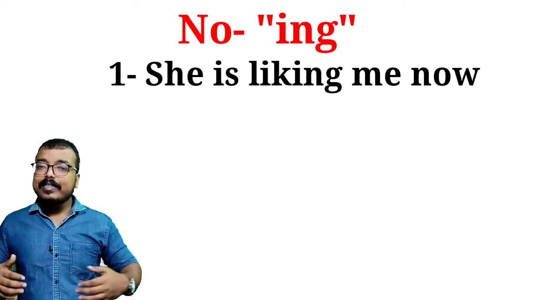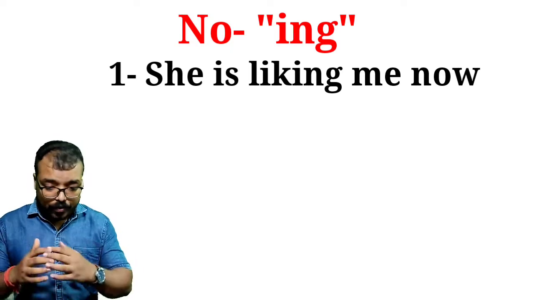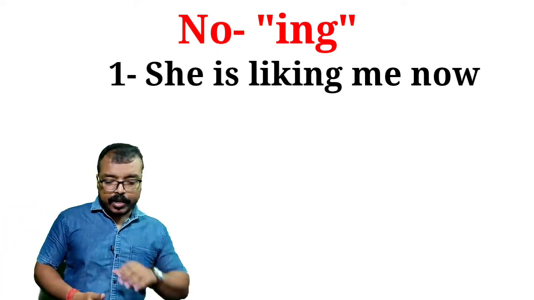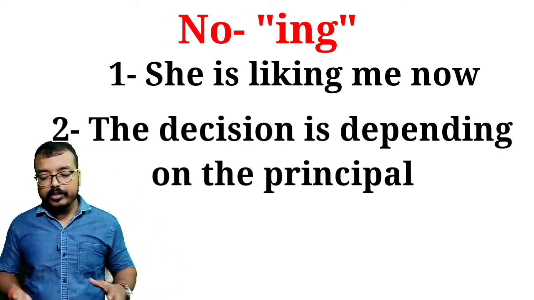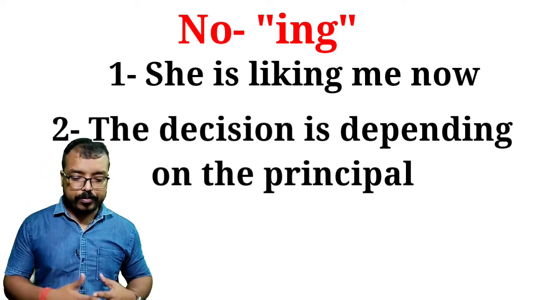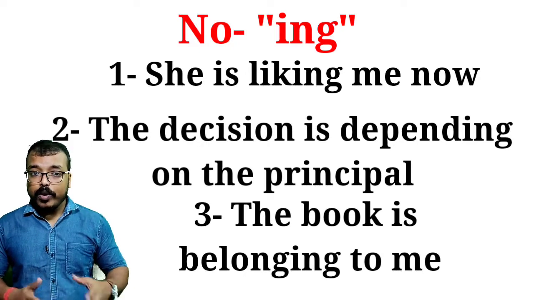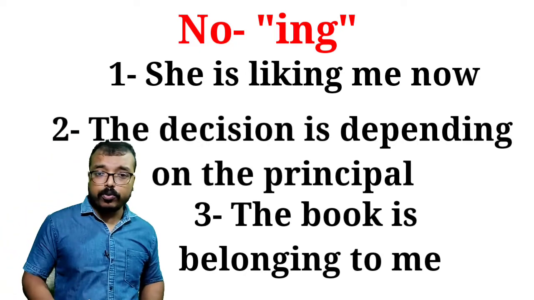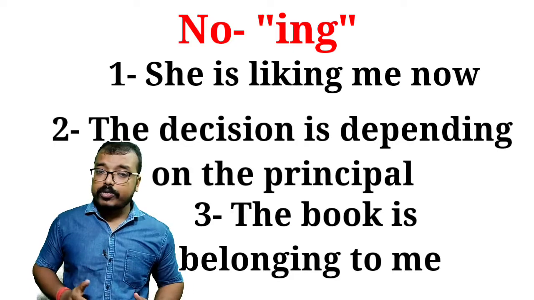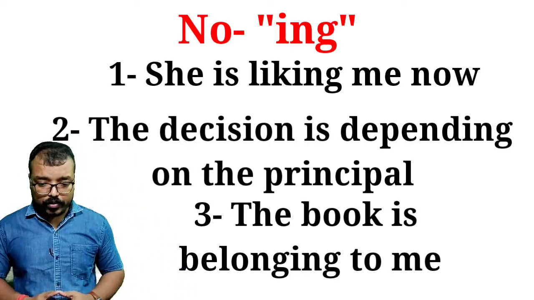She is liking me now. She is liking me now. In the next sentence, you can see: the decision is depending on the principle. The next one: the book is belonging to me. As I have already told you, all of these three sentences have some major mistakes, as you can recognize.